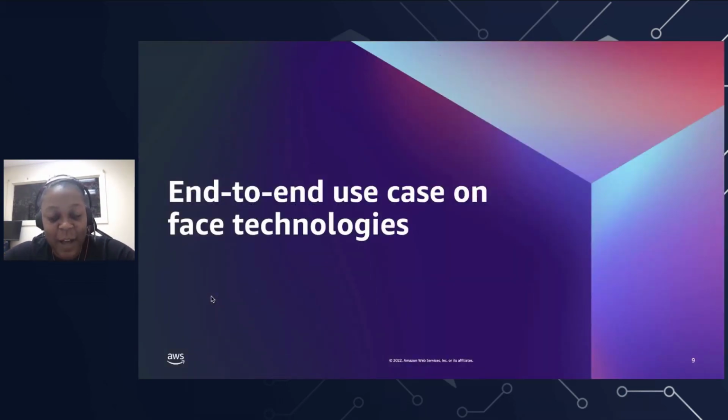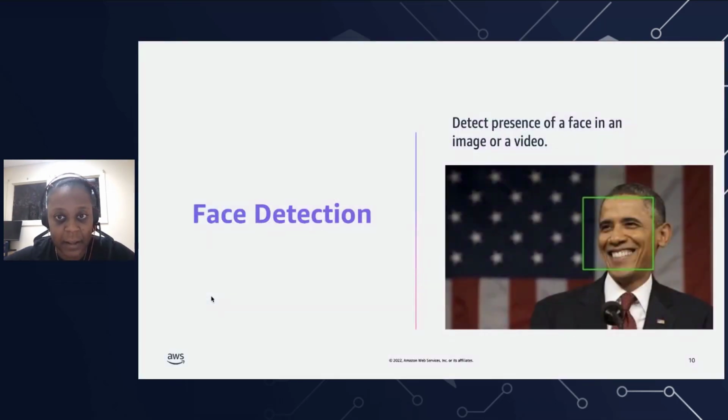So I hope that gives you some background on what we mean when we say responsible AI. I know this is a tech talk, so let's get into the use cases. One I would like to talk about today is in terms of face technologies. And so we have a few examples of how we think through these problems from a case study that we pulled from a little while back.